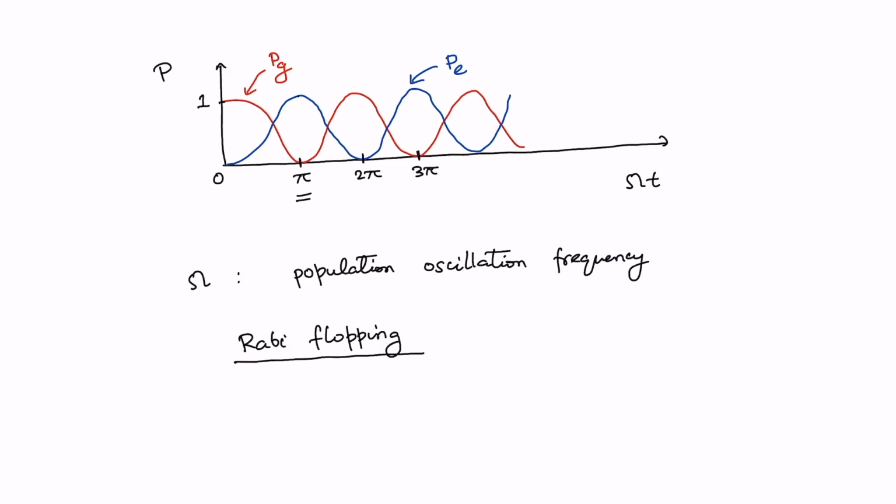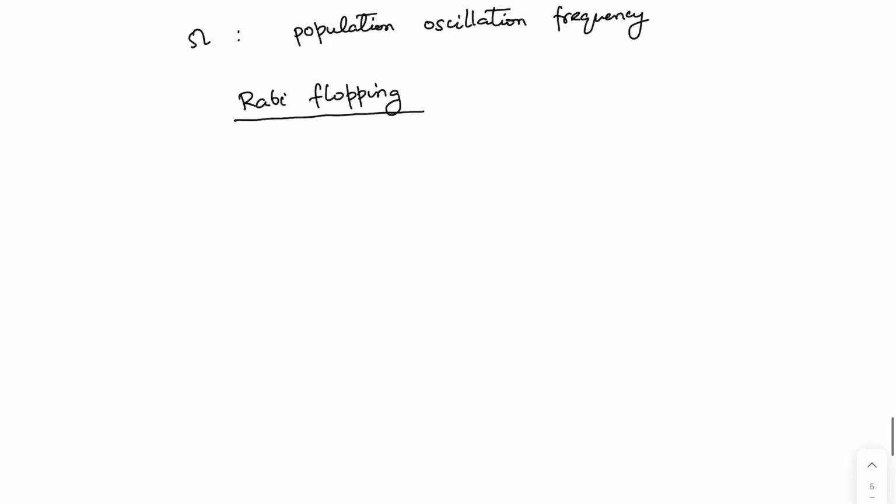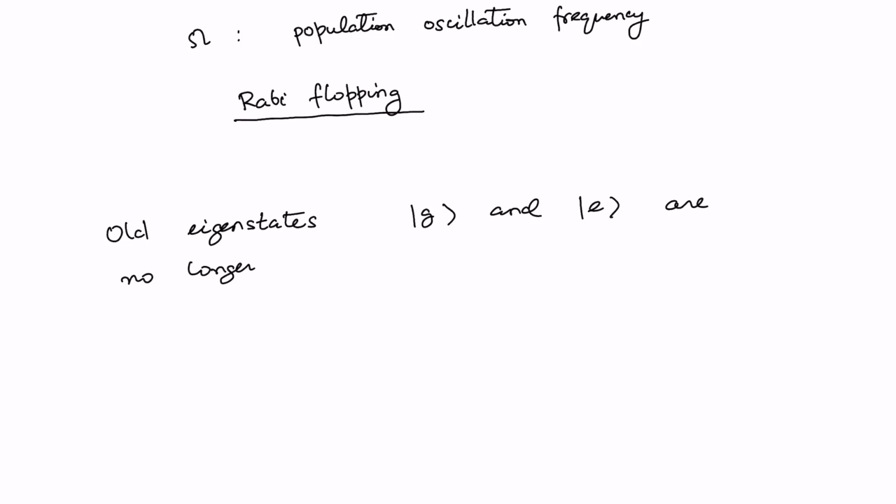Now, as you can see from this Rabi flopping phenomenon, our eigenstates |g> and |e> are no longer the eigenstates of the new Hamiltonian H tilde, which is the Hamiltonian for the coupled system.